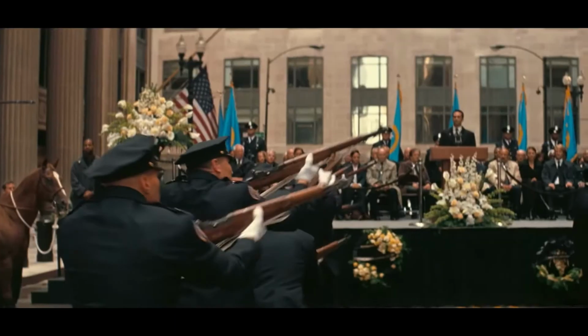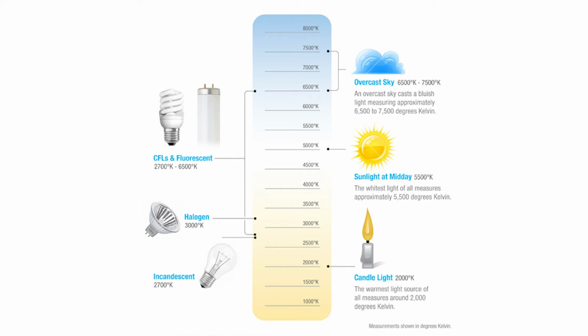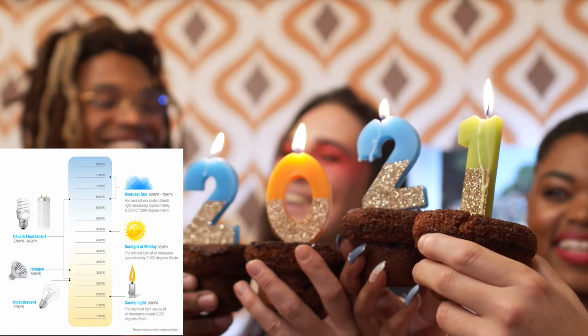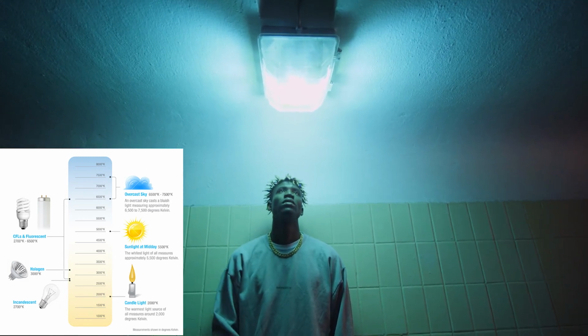But not all light looks the same, of course, so let's quickly go over number 11, color temperature. On the lower end, we have warm lights like candles and the incandescents you might have at home, but as we move up the scale, we get cooler lights like fluorescent bulbs and daylights. Notice how the chart goes from orange to white to blue.